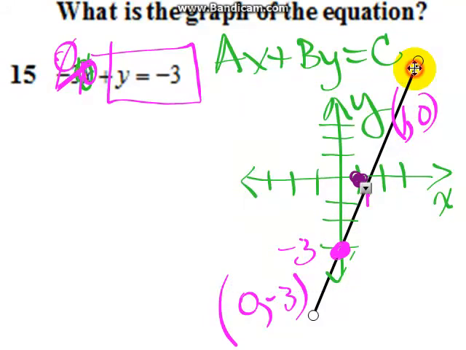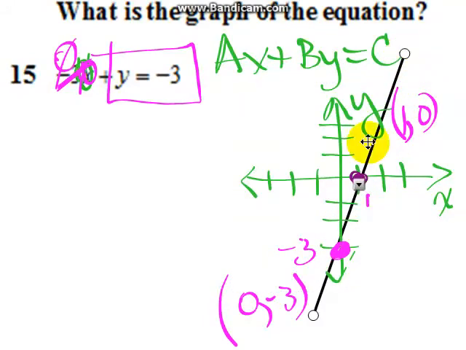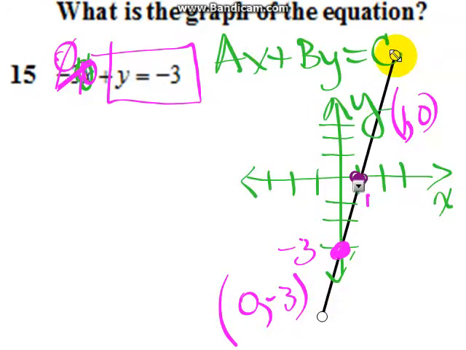Let me see if I can fix this. There. That goes about right. There we go. And that's the graph, of course, with arrows, because that line goes on forever and ever. And that's the graph of our equation.